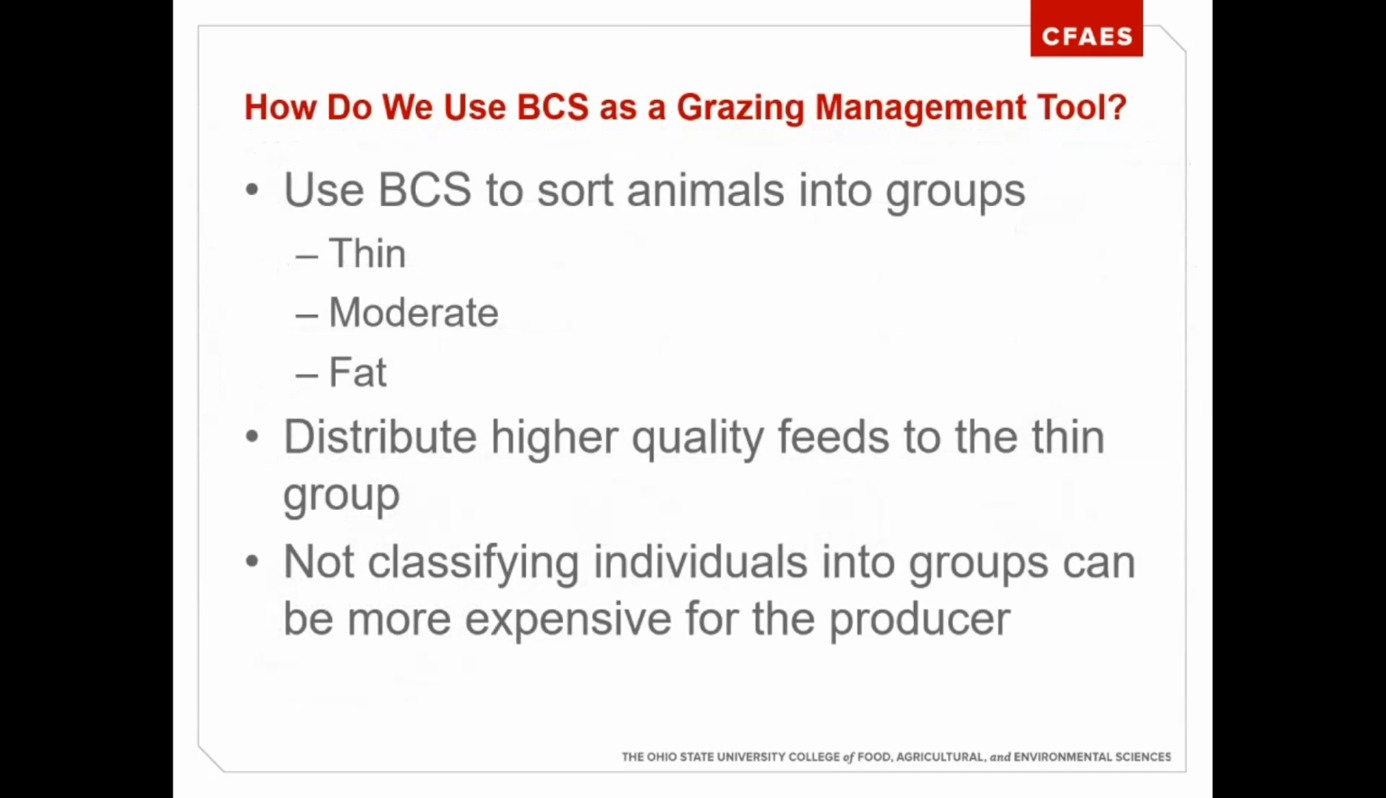BCS should be identified by sorting groups rather than on an individual basis to match feed quality. Thin, moderate, and fat are typical classifications used for sorting individuals into groups. Higher quality feeds go to thinner animals, while lower quality feeds go to the animals with higher BCSs. In most situations, it's not economically feasible to supplement the entire herd if only half of the animals will respond to that higher level of nutrition.